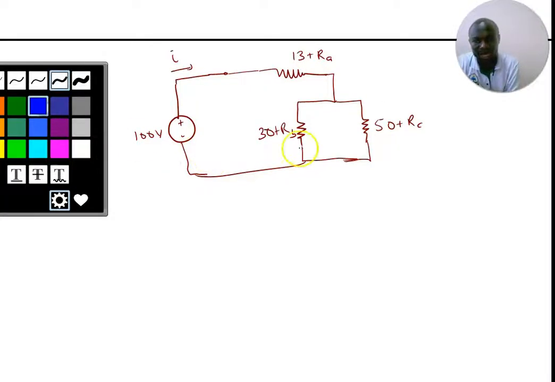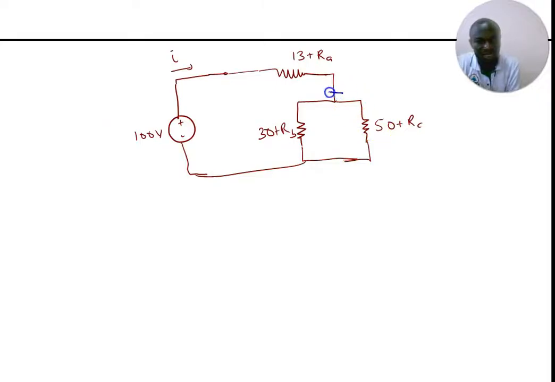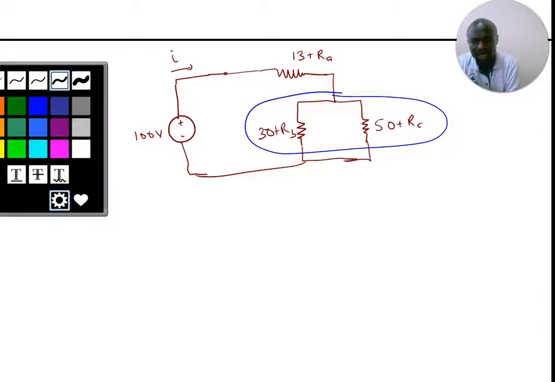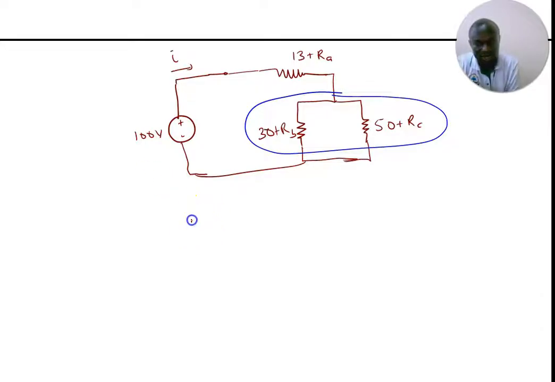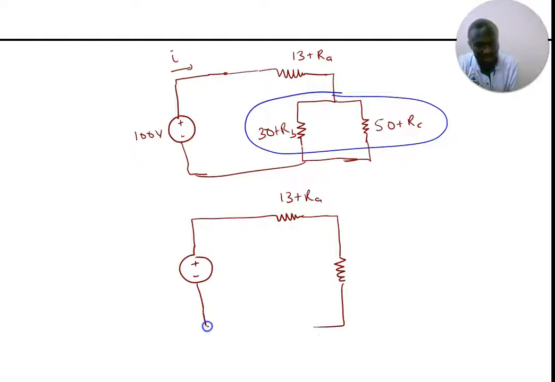Now I can see that these two resistors are connected in parallel. So how do you do it? The new circuit is going to be something like this. So plus here, minus here, right? Then I have a resistance here, which is 13 plus RA. That's the value of the resistance that we find during the delta connection. Then I'll have a big resistance here like this.